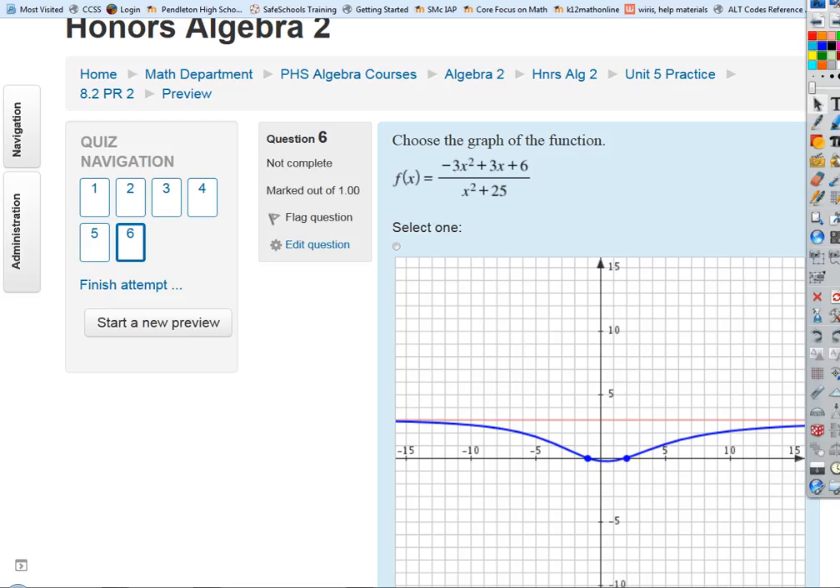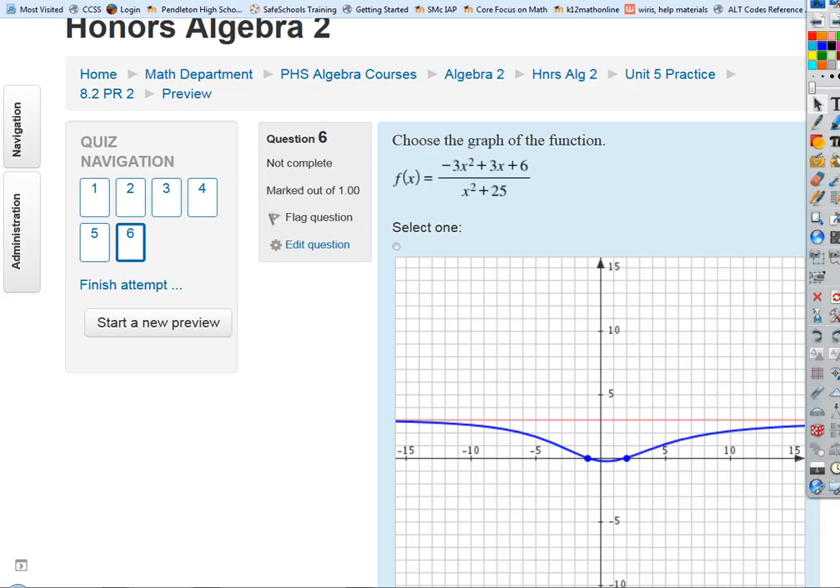All right, so what about something like this? When we've got a rational function and we want to get a quick sketch of it, what are the things we do? There's kind of an order to the way we approach these. One thing we want to do is get the horizontal asymptote.